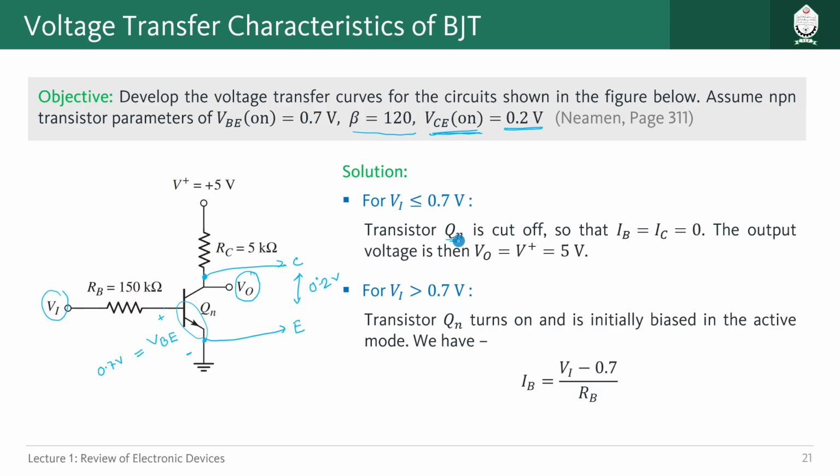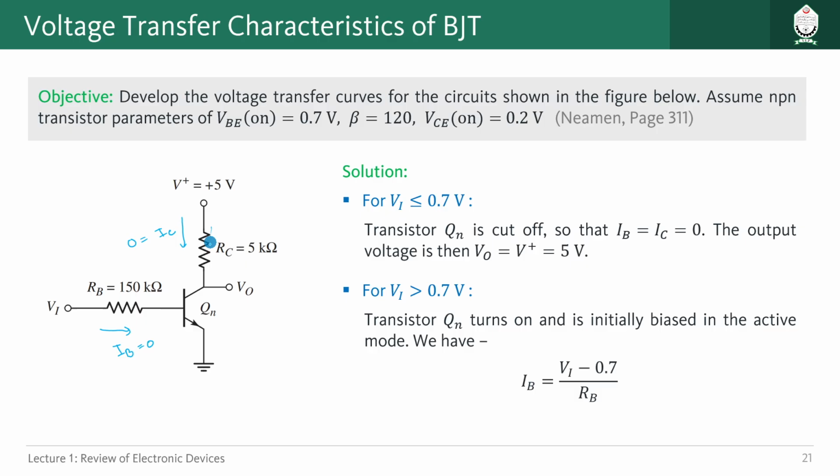As a result, Q1, this transistor, will be cut off, and as a result the current going through here, IB, should be equal to 0, and we know that IC is equal to beta IB. That means the current going through this path, IC, should also be 0. So that's why it's written IB is equal to IC is equal to 0. So then what should be the output voltage? Because there is no current going through here as IB is equal to 0, IC is also equal to 0.